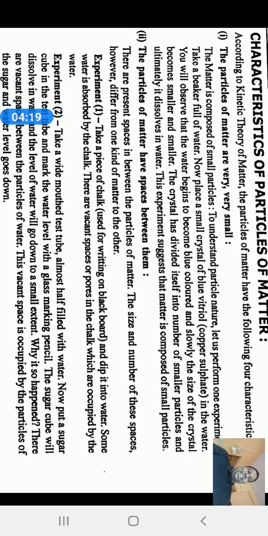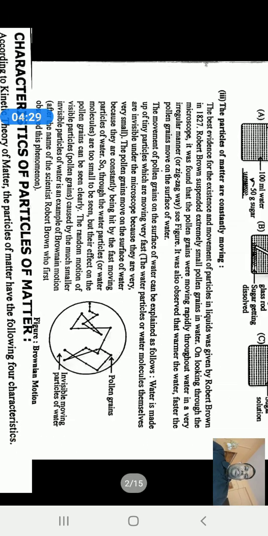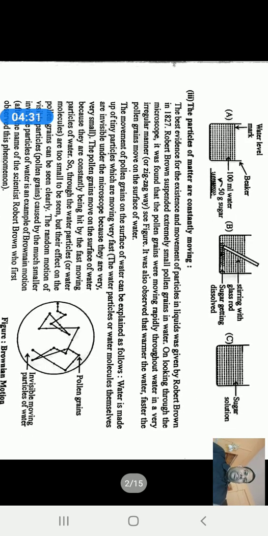So this is a very interesting example showing that the particles of matter have spaces between them, and that the particles of matter are very small. Now see diagrammatically also, they have shown the water level and how it decreases to a small extent. You can see it in the diagram.